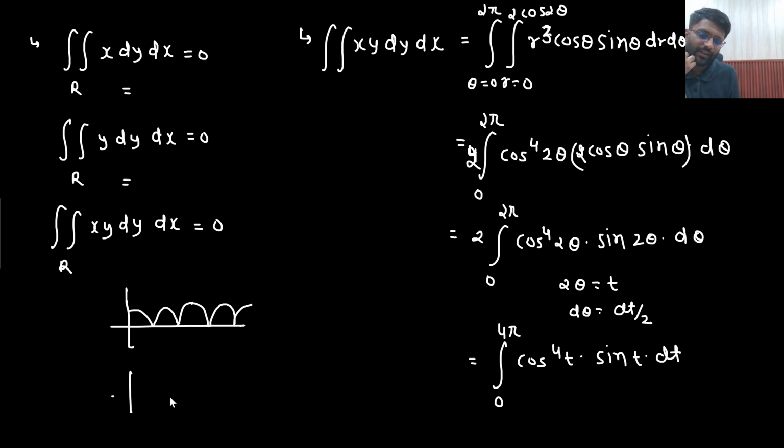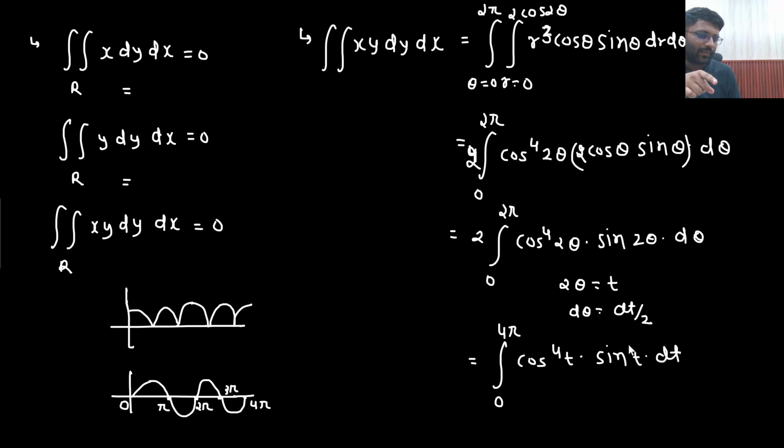Then we need to make the graph of sin t between 0 to 4 pi. So this is pi, this is 2 pi, this point is 3 pi, and this is 4 pi.